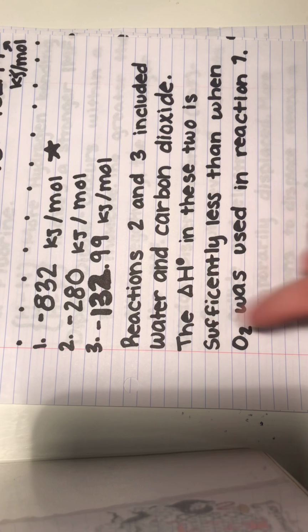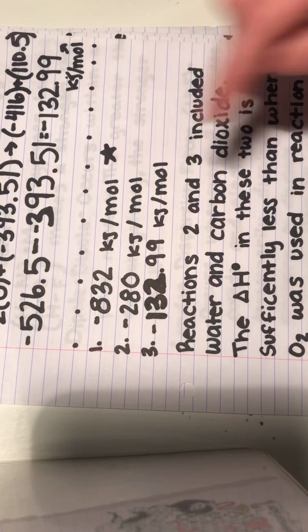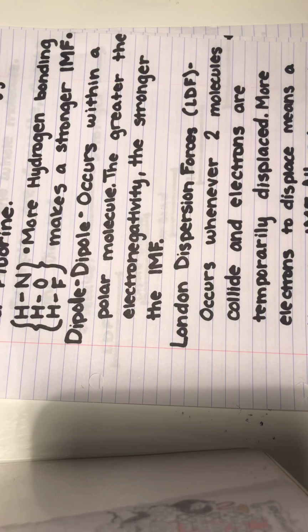So, to state my answer, the delta H in these two is sufficiently less than when O2 was used in reaction 1. Now this is why they are much less efficient, equations number 2 and 3, than O2, which is used in equation 1. There is much more energy being taken out when O2 is used in an extinguisher.